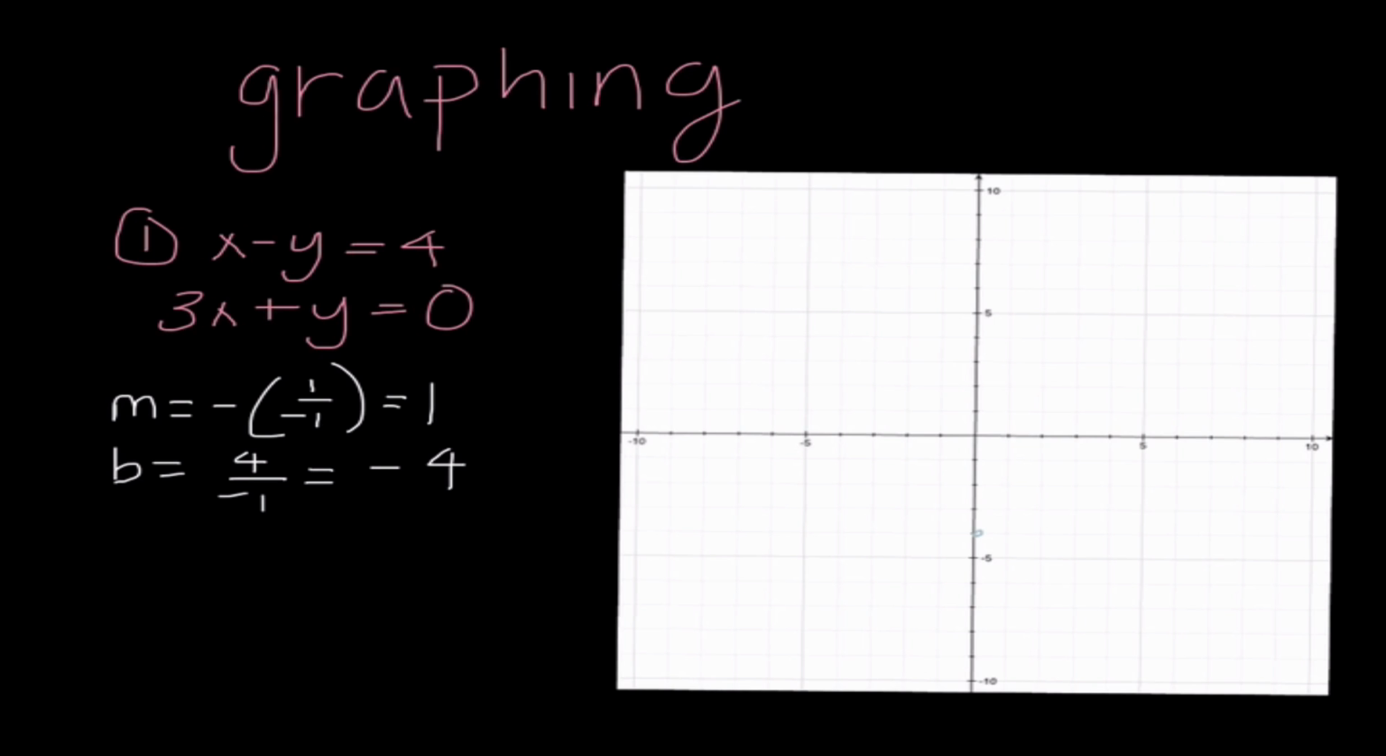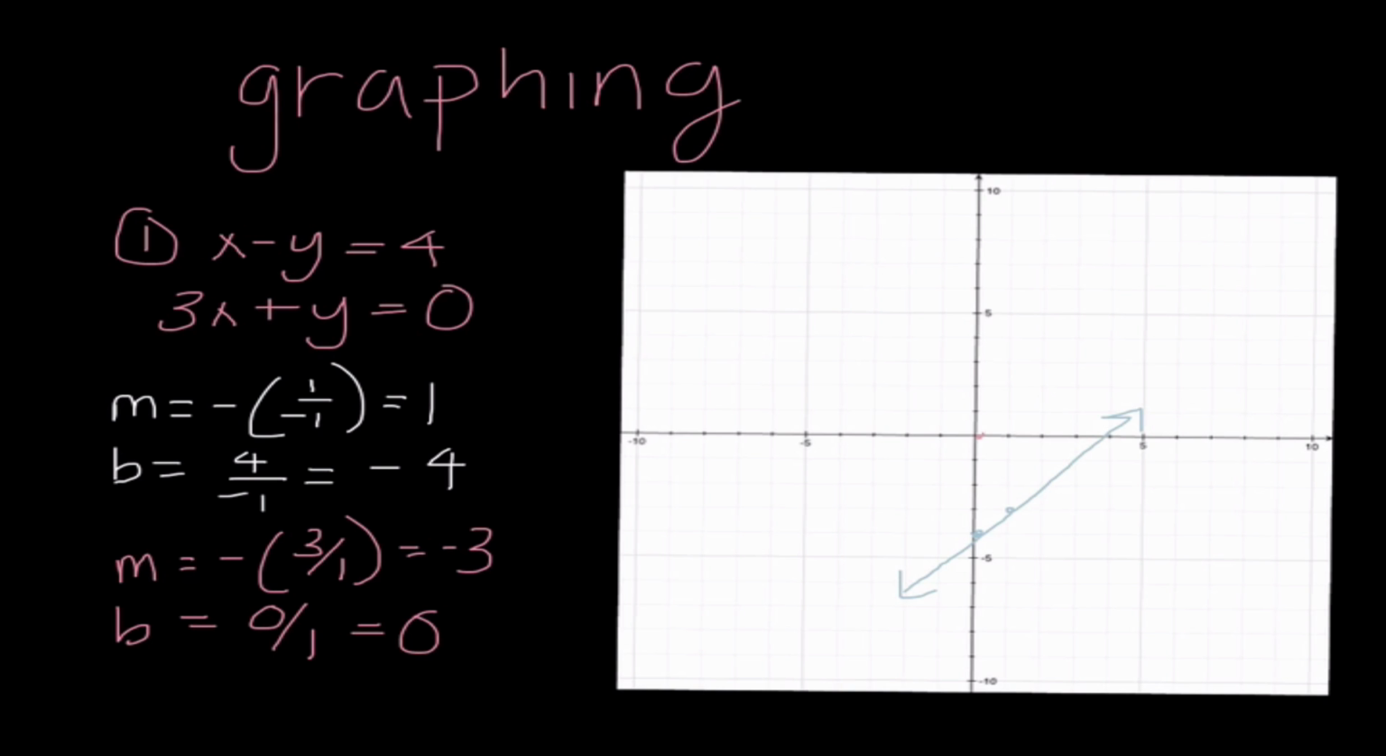I know negative 4 is like an ordered pair of 0, negative 4. And I'm going to go up 1 and over 1. Okay, so there's my line. My second equation, my slope is the opposite of a over b, or negative 3. My y-intercept is 0 over b, which is 0. So this is telling me I'm going to go down 3 and over 1. Okay, and I'm going to try and draw that line accurately.